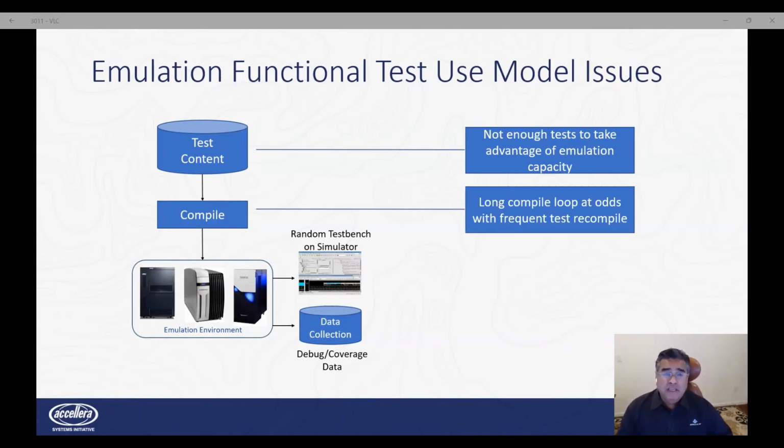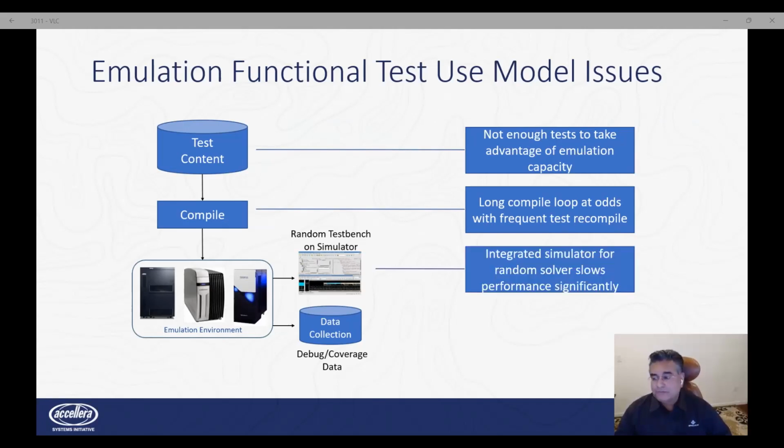Second, emulation compiles are ridiculously long. We already hurt in simulation when the blocks are big, because every time we change and create some new UVM content, new UVM sequence, a test bench change, we have to go through a long compile flow. In emulation, this is 10 times worse.